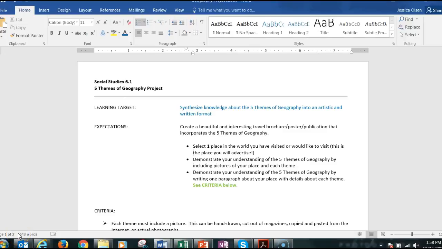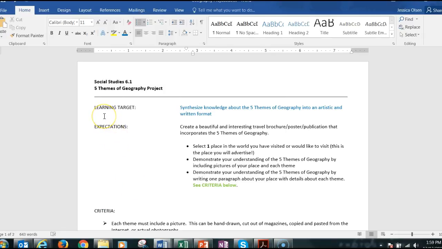The Five Themes of Geography project brings together everything that you've learned so far. You will be creating a travel publication for any place in the world. In it, you will be creative with pictures and writing. So, let's go over the directions together.